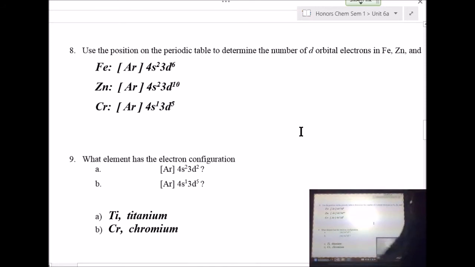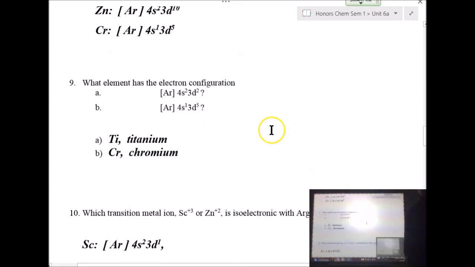Okay? So again, iron has 6, zinc has 10, chromium has 5. Which kind of segues into the next question.